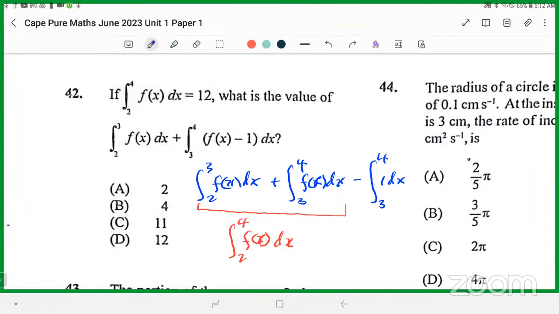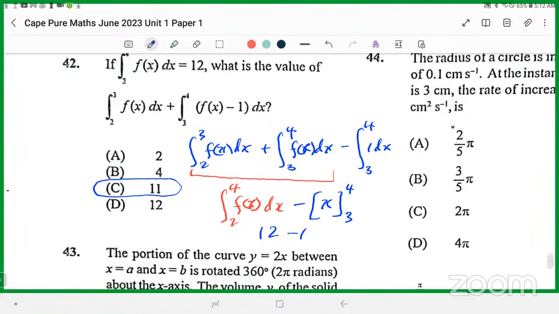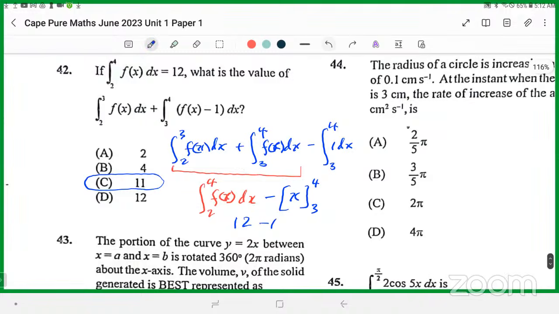But this can be worked out now. This is just a sum from 3 to 4, you know, because it becomes x between 4 and 3. That is just 1. So this then becomes 12, that's what it is, minus 1. So it's 12 minus 1, which is this 11 right here. But this part is 12 minus 1. That's it.